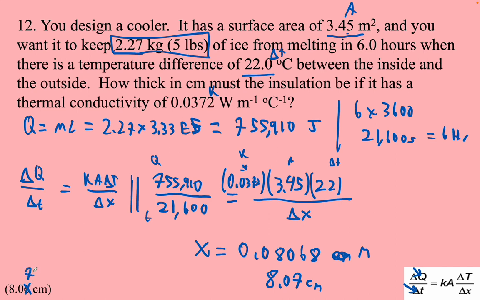Let me double check that I did this right. 0.0372 times 3.45 times 22 divided by, all right, let's see, 6 times 3,600. I'm just double checking my calculations here. I'm making a radical claim that I need to round this differently. Yeah, sure. I see it. Okay, so I'm going to change that answer on the sheet. All right, there we go.